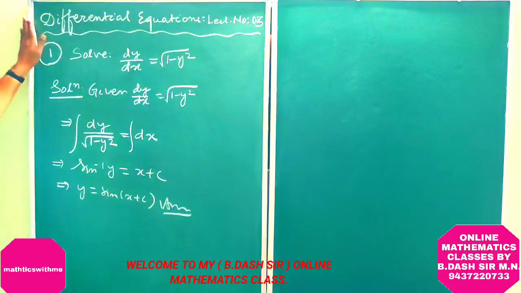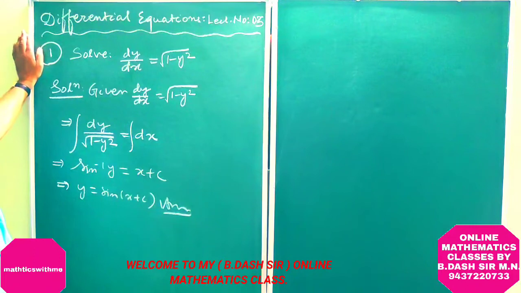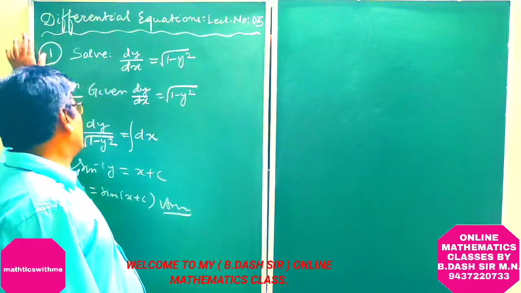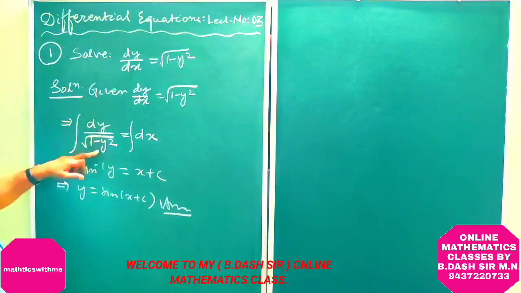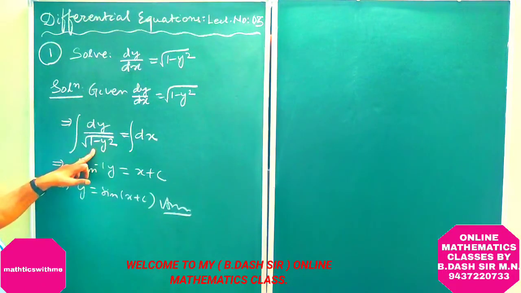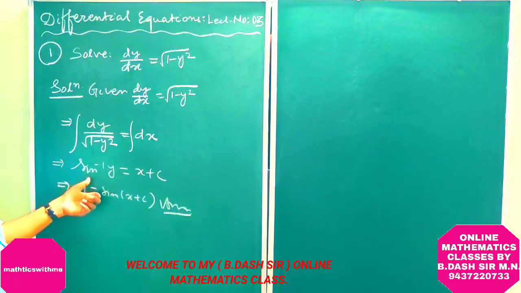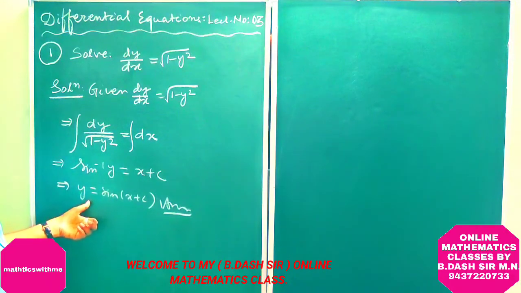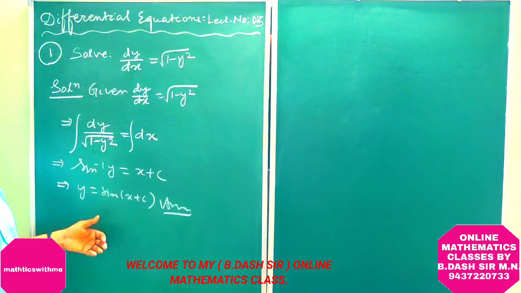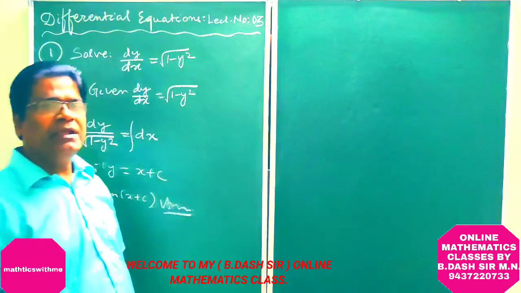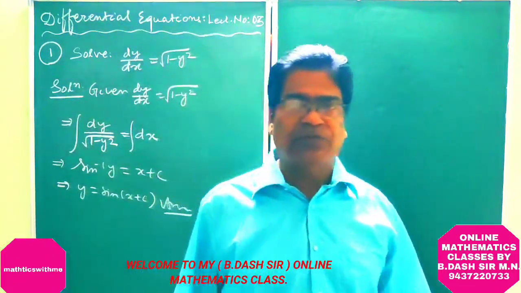Here the question is, solve dy by dx is equal to square root of 1 minus y square. Given dy by dx is equal to square root of 1 minus y square, now we have separated the variables. Now integrating both sides, we get sine inverse y is equal to x plus c, or y is equal to sine of x plus c. Answer. Our first question is solved. Let us proceed to solve the next question.